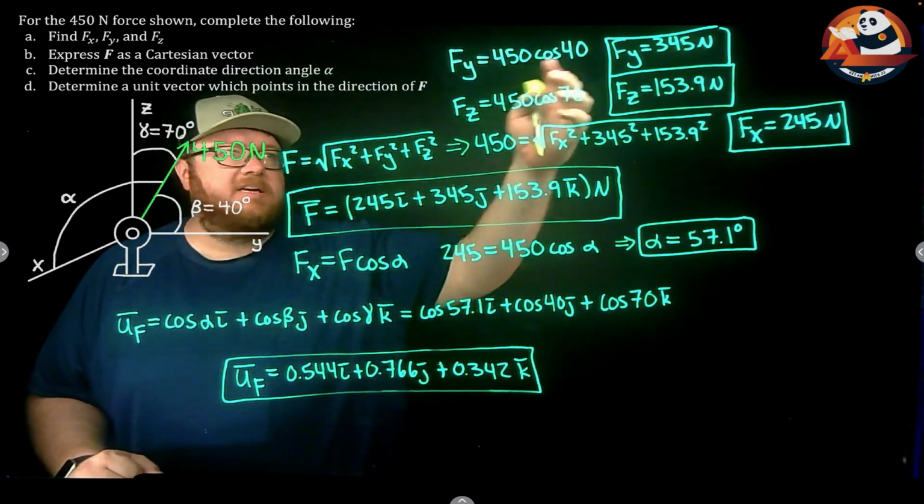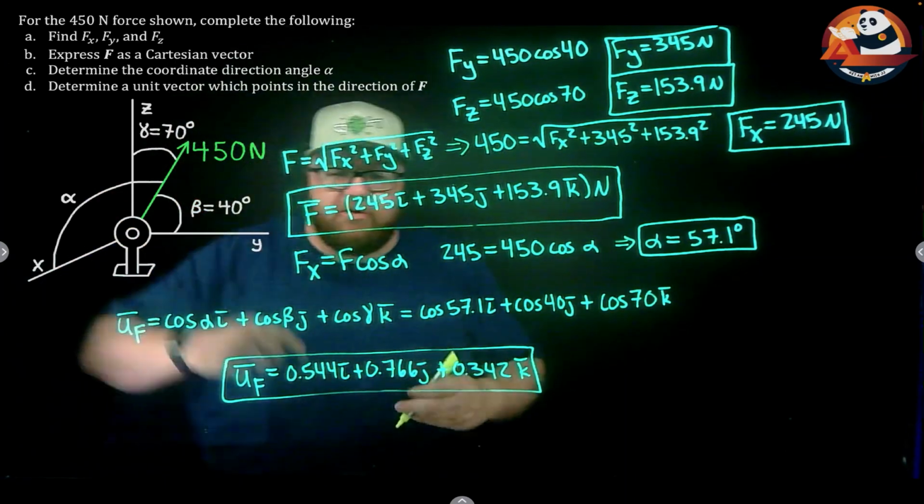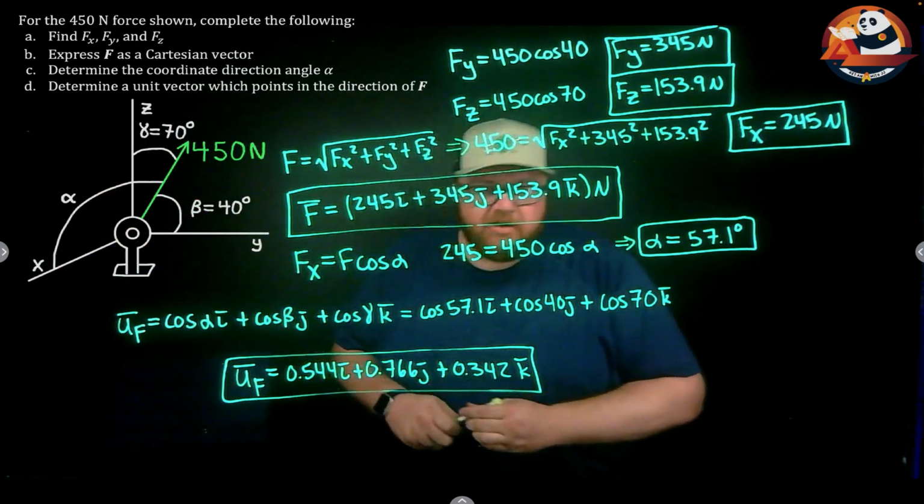Again, the key thing on this, we can use our alpha, beta, gamma angles. We really only need 2 of them if we know our total force to get our entire problem worked out.